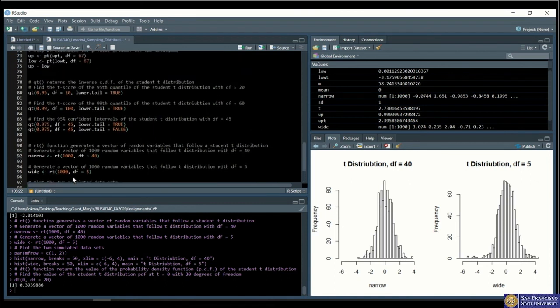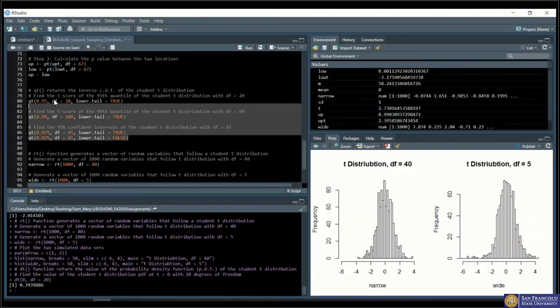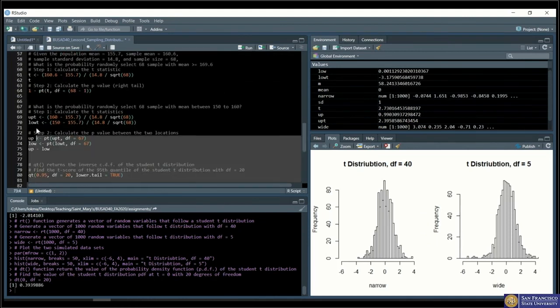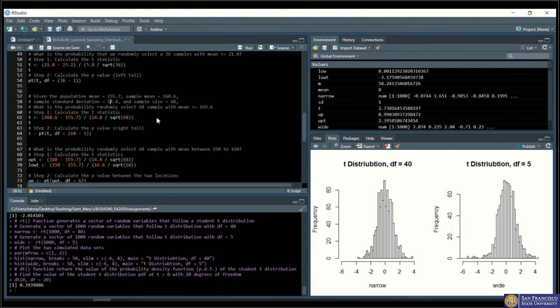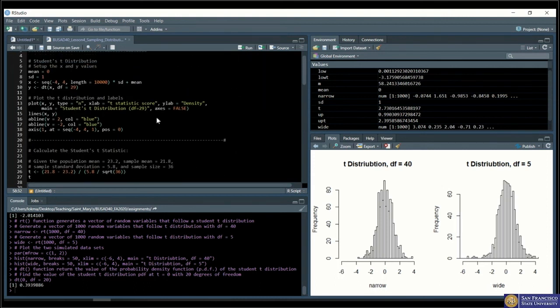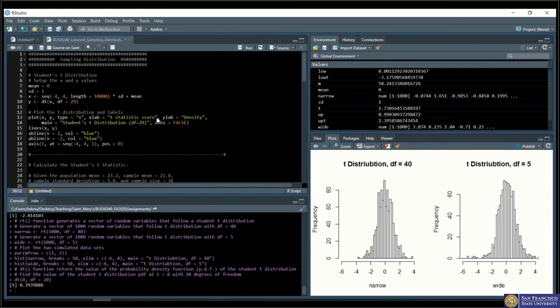For the rest, I would say try to focus on how to use the pt and qt functions to answer the problems in your assignments. If you have any questions, feel free to contact me. I am hoping this video gives you some help in understanding how to use these t-distribution probability functions in this exercise.